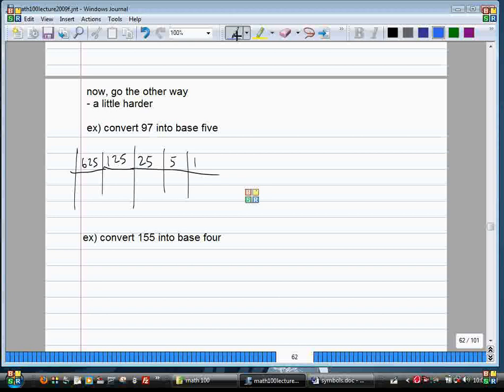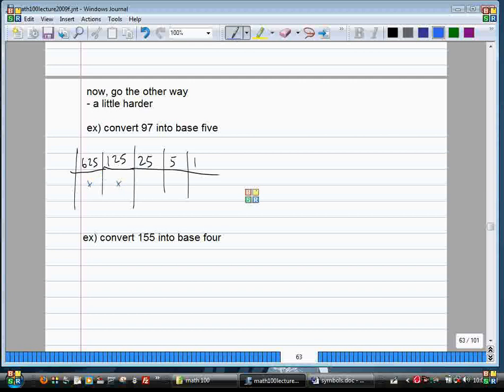So the question is, how do we start answering this question? Is the first thing we ask, how many 1s does it have? No, it doesn't make any sense. It's got 97 1s. It doesn't help. What's the first digit? Exactly. We start off by saying, what's the first digit? So where is the first digit going to be? Exactly. Because does it have any 625s? No. So you can put a 0 there or an X there just to remind yourself. Does it have any 125s? No. Does it have any 25s? Yes. Now how many 25s does it have? 3.